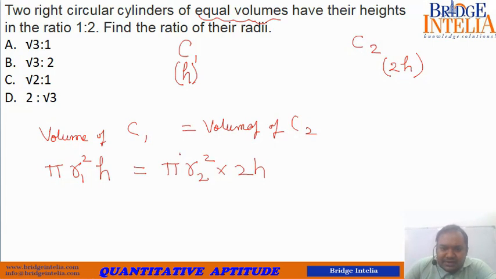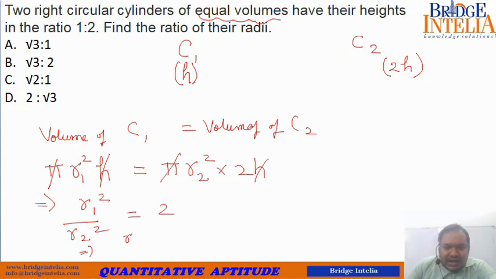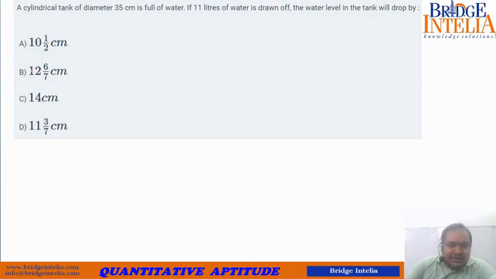So you can cancel pi and h from here. So what can you see? The ratio of their radii. That means R1 square by R2 square is equal to 2. From here R1 by R2 is equal to root 2. From here you can see that ratio is what? Root 2 is to 1, because root 2 by 1. So root 2 is to 1 is the correct answer. Now let's move to the next one.